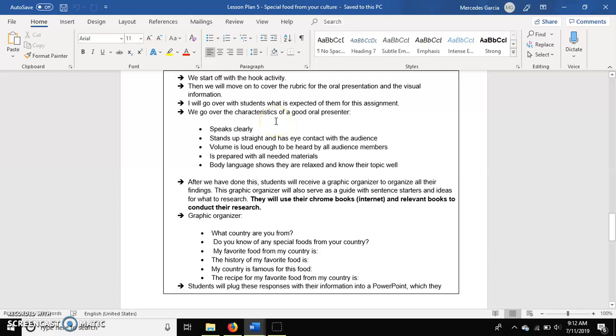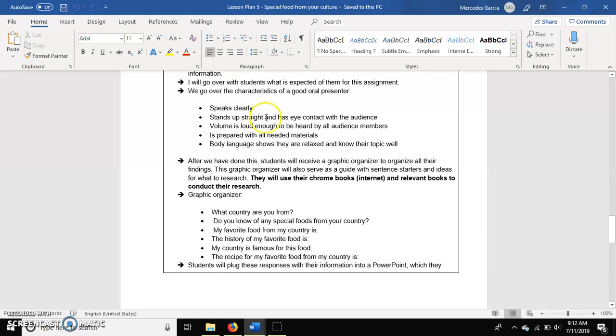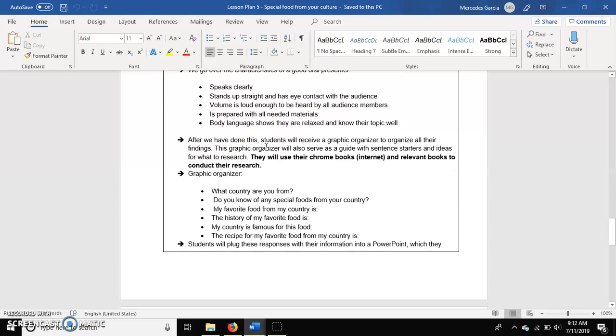I'll go over with students what is expected of them for this assignment. We'll go over the characteristics of a good oral presenter. Speak clearly, stand up straight, eye contact, volume is loud enough to be heard by all audience members. Is prepared with all needed materials. Body language shows that they relax and know their topic well.